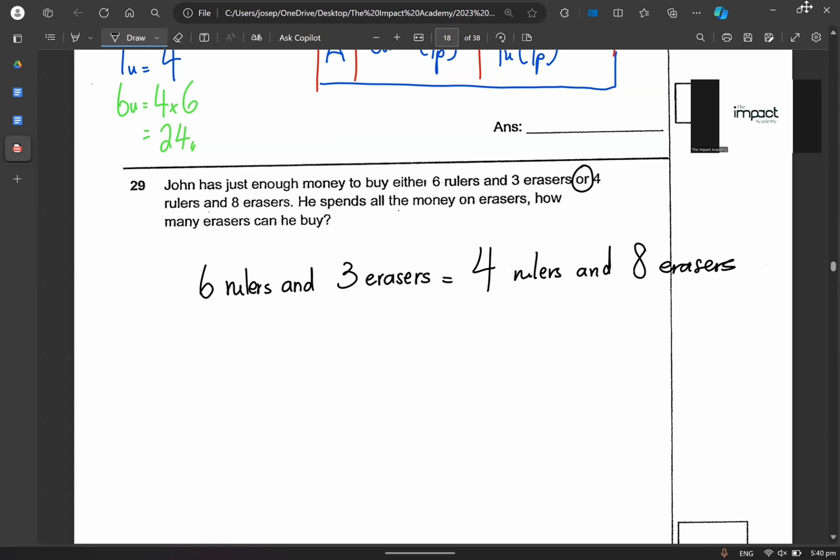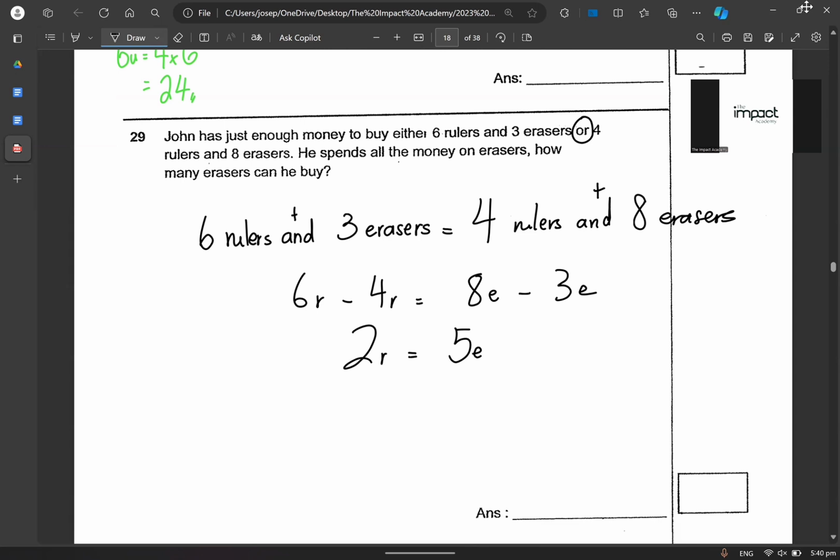So what you can do really is to group them up, right? Rulers and rulers sit together. 6 rulers minus 4 rulers is equal to 8 erasers minus 3 erasers. Can you understand? Okay, because there's a plus over here, there's a plus over here. Can? So what I am trying to do is to see 2 rulers equals to how many erasers. 2 rulers equals 5 erasers. Agree or disagree? Okay, what am I supposed to do? Find 1 ruler first. 1 ruler is actually equal to 2.5 erasers.